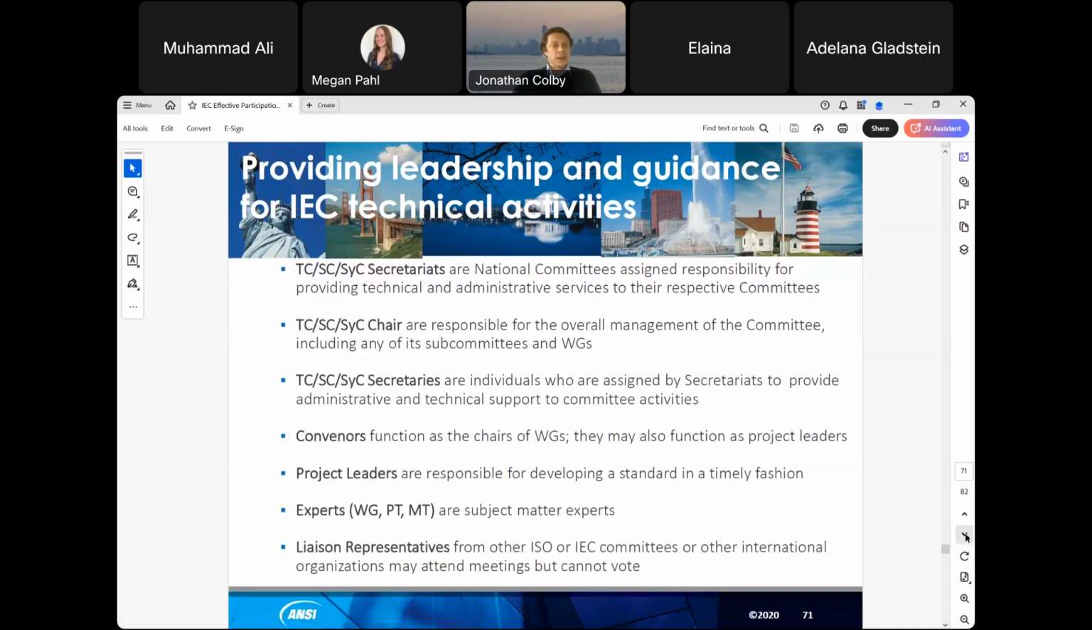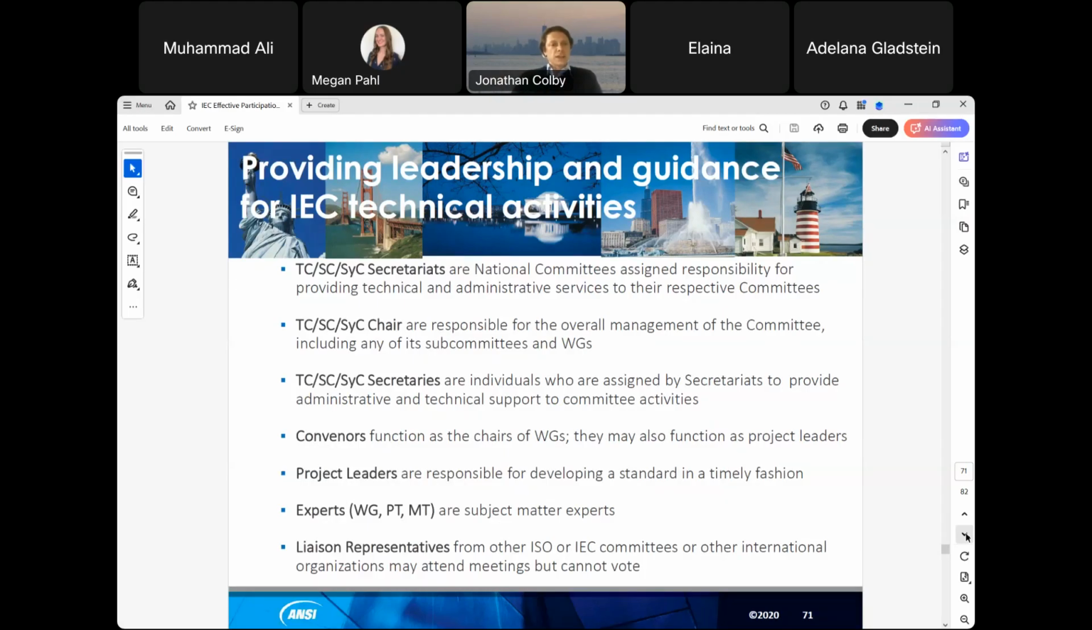in leadership in terms of providing leadership and guidance for the IEC's activities. So to remind, the secretariat of a committee is the national committee assigned responsibility for providing technical and administrative services. So that is an organization or a national committee. For TC 114, that's in the United Kingdom, and they've assigned that to the BSI.